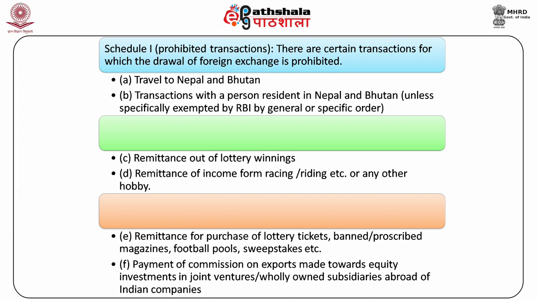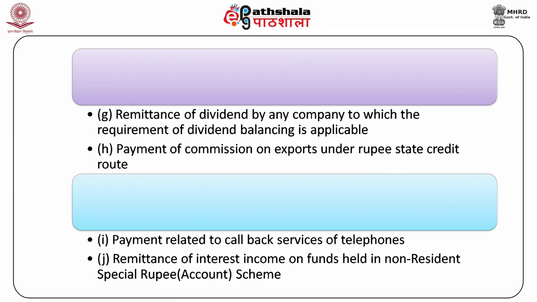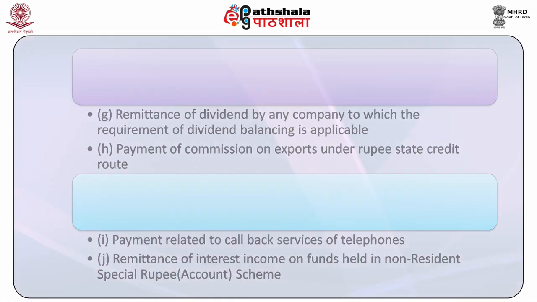F. Payment of commission on exports made towards equity investments in joint ventures, wholly owned subsidiaries abroad of Indian companies. G. Remittance of dividend by any company to which the requirement of dividend balancing is applicable. H. Payment of commission on exports under rupee state credit route. I. Payment related to callback services of telephones. J. Remittance of interest income on funds held in non-resident special rupee account scheme.